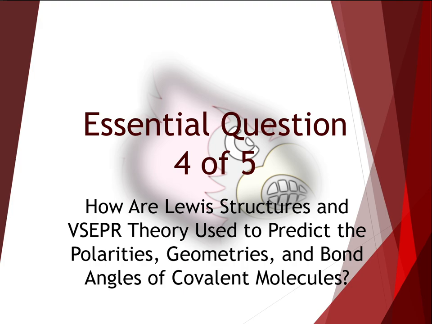This video is for Chemistry in the Earth System, Unit 3.4, Lewis Structures and Molecular Geometry. Today's essential question is, how are Lewis structures and VSEPR theory used to predict the polarities, geometries, and bond angles of covalent molecules?